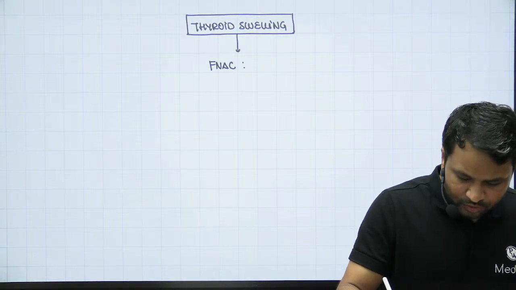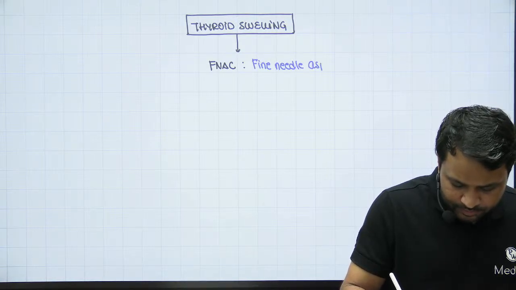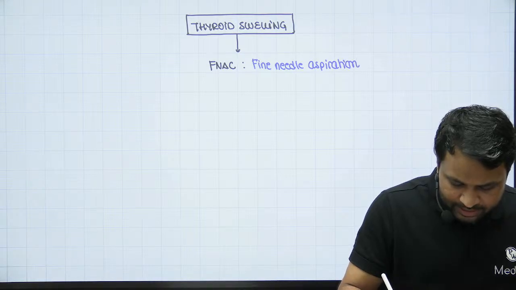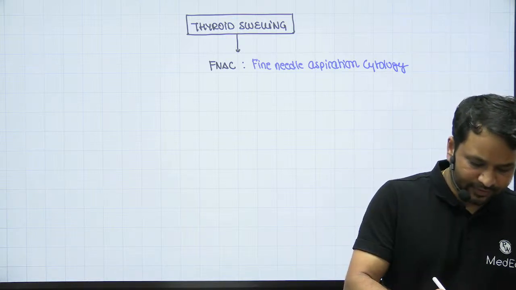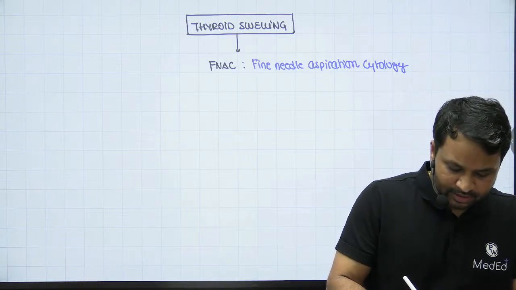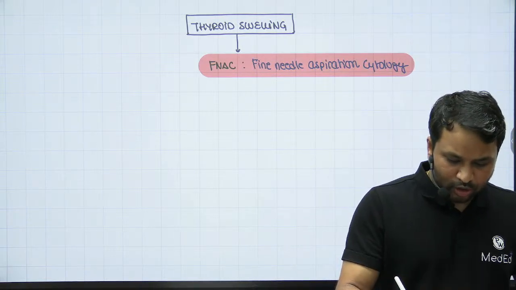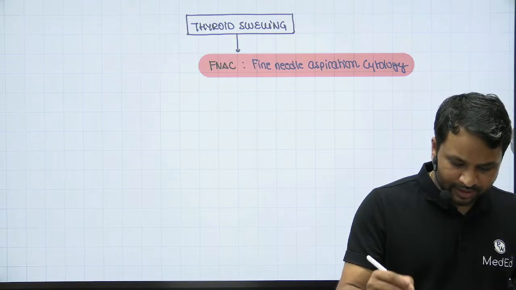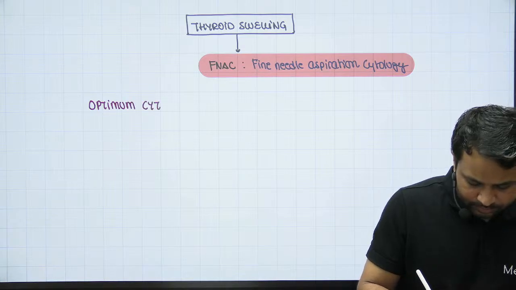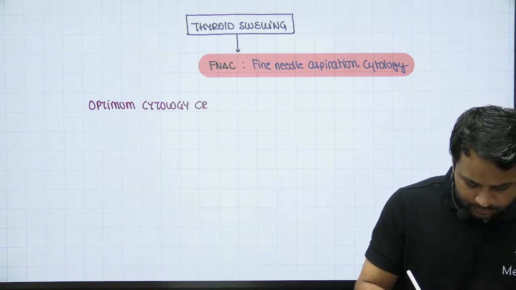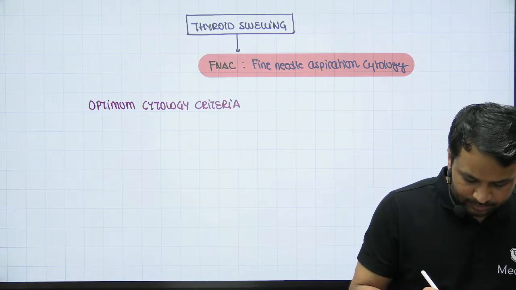Now FNAC stands for fine needle aspiration cytology. So whenever a patient comes, we will do an FNAC, and that is what we call the fine needle aspiration cytology. Now, in order to get the best result, we have a criteria which is called the optimum cytology criteria.